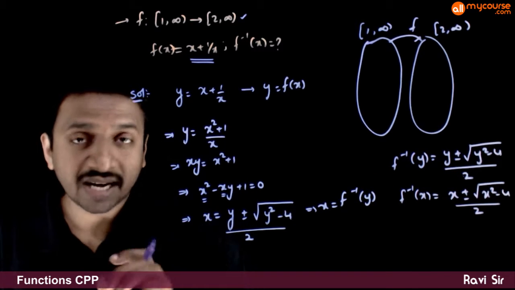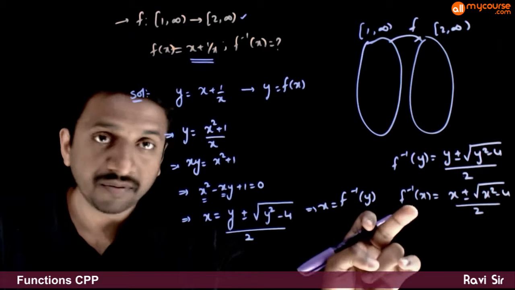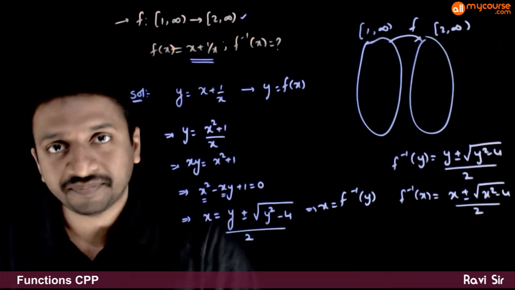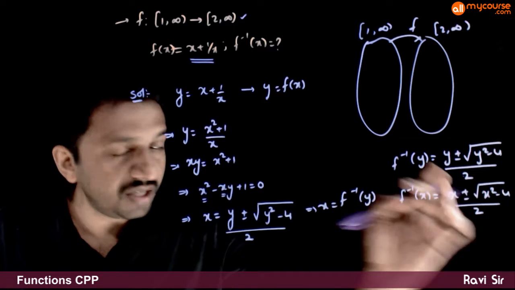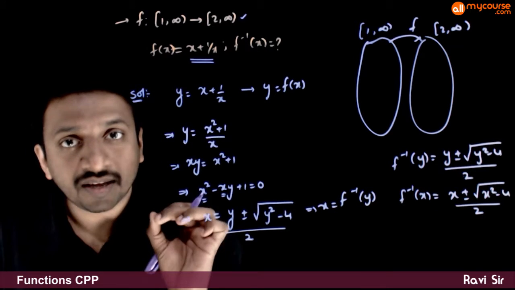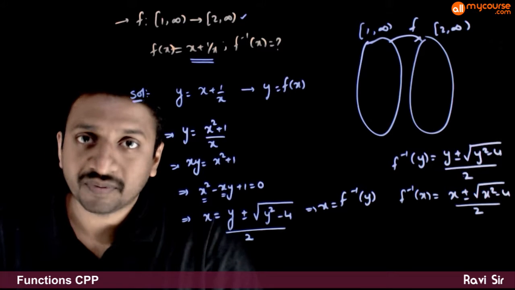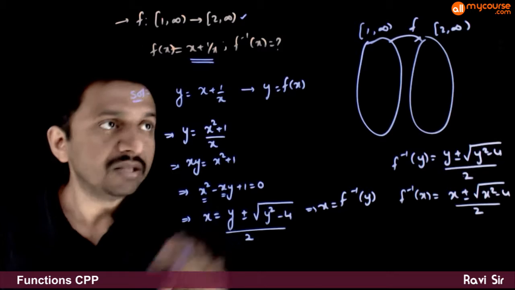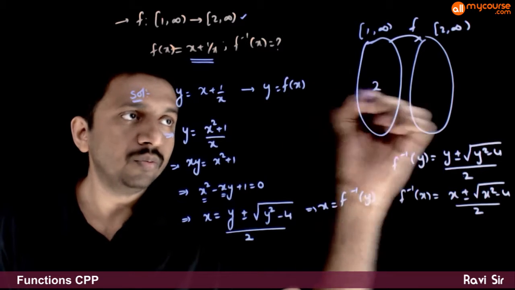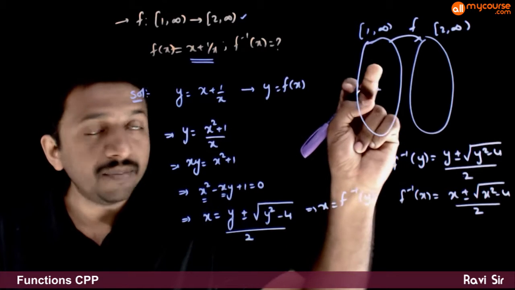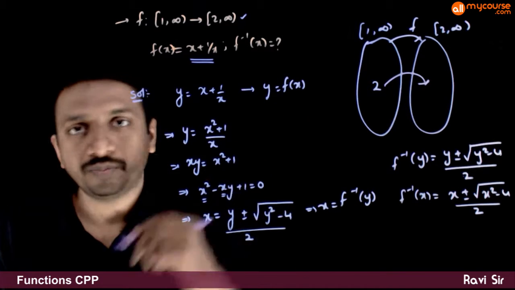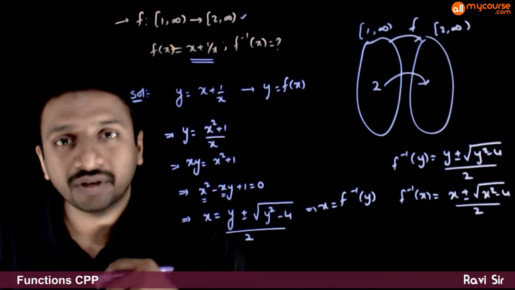Now, we have a slight confusion here. So f inverse of x is x plus or minus. Which of these two is right? To find which of these two is right, we'll take a simple example. This function is defined from 1 to infinity, right? So if you take x is equal to 2, an element 2 in the first set, what is the image of 2?